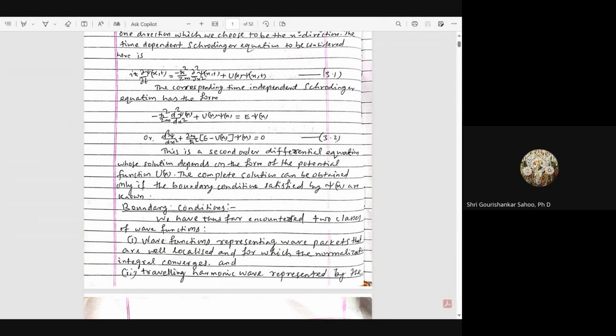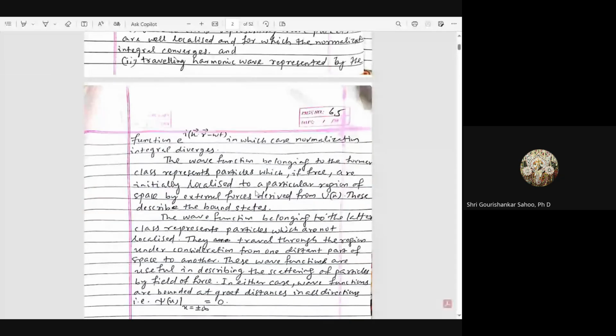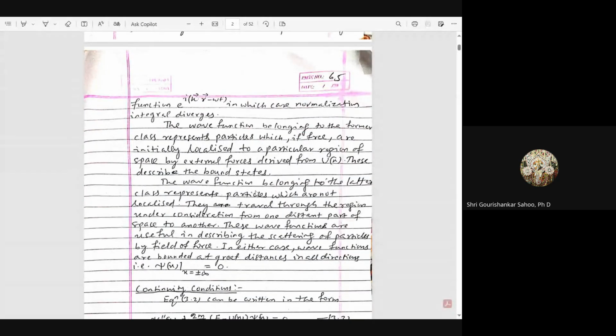So what are the boundary conditions? There are two classes of wave function. One represents wave packets that are well localized and for which the normalization integral converges. And second is the traveling harmonic wave represented by the function e to the power i k dot r minus omega t, in which case the normalization integral diverges.